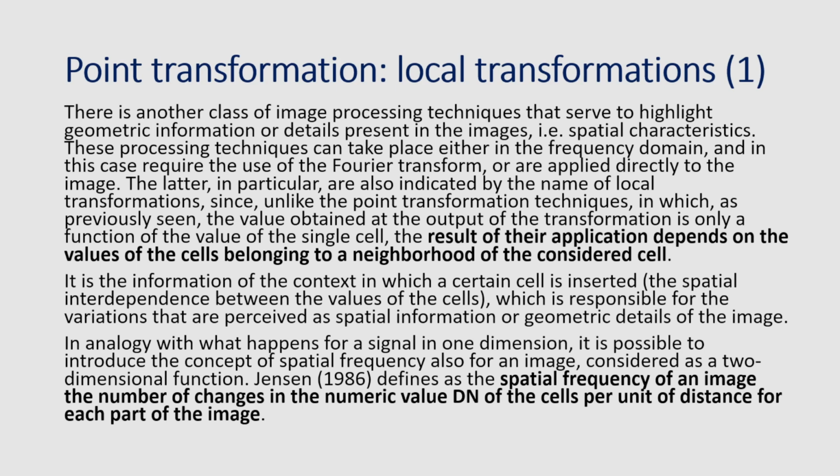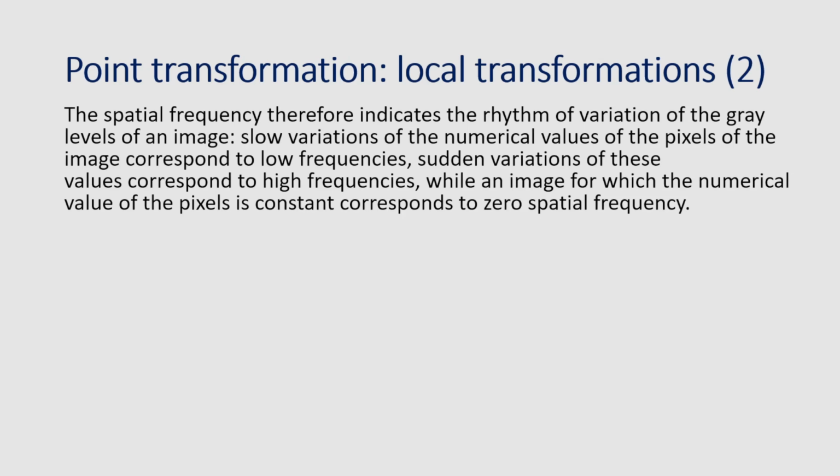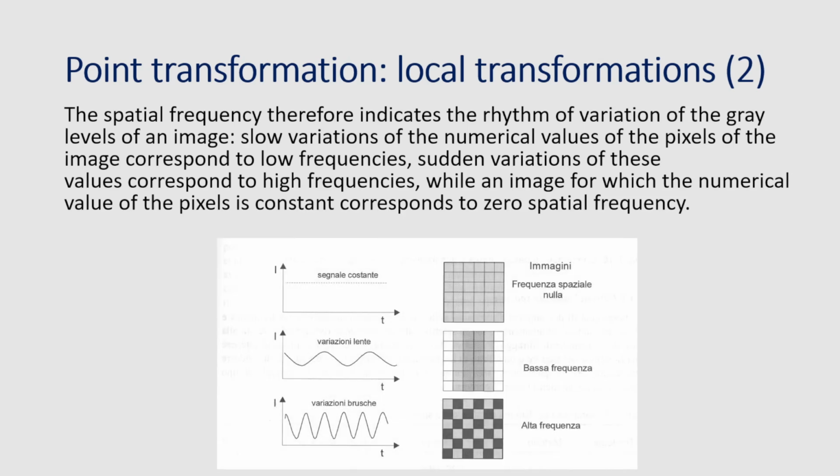Jensen, 1986, defines as the spatial frequency of an image the number of changes in the numeric value DN of the cells per unit of distance for each part of the image. Point transformation, local transformations, 2. The spatial frequency therefore indicates the rhythm of variation of the gray levels of an image.